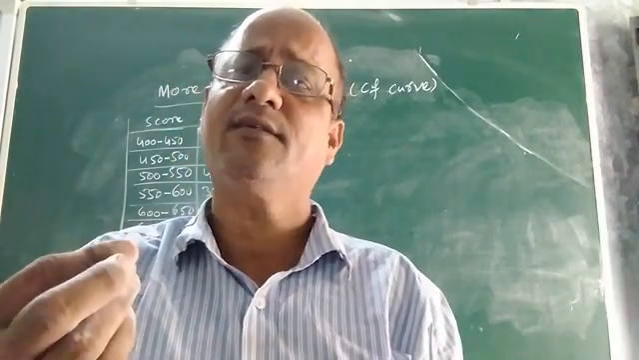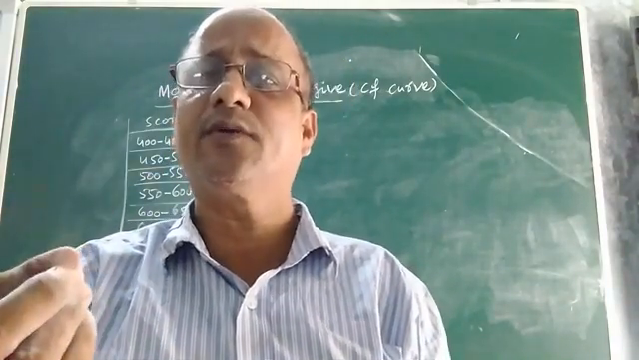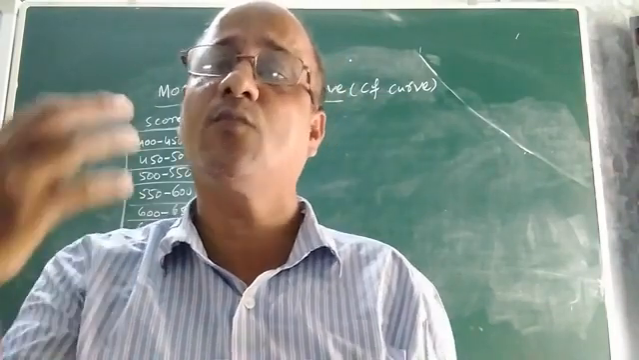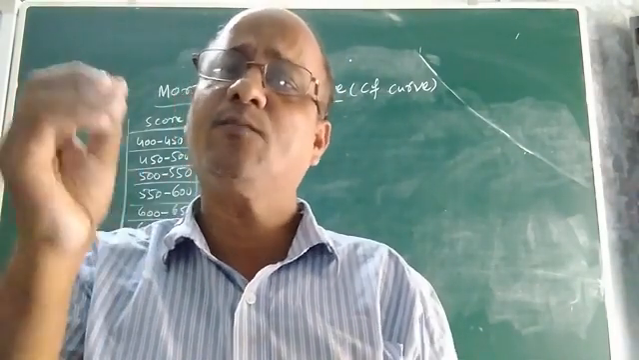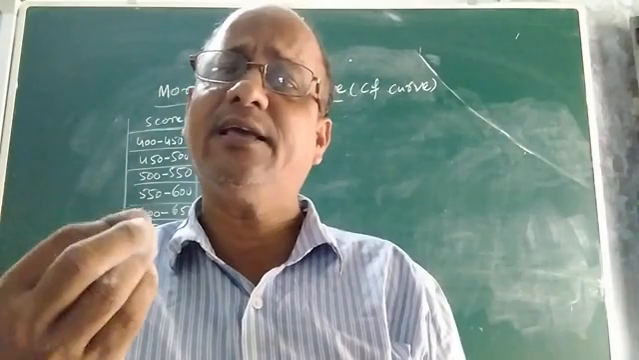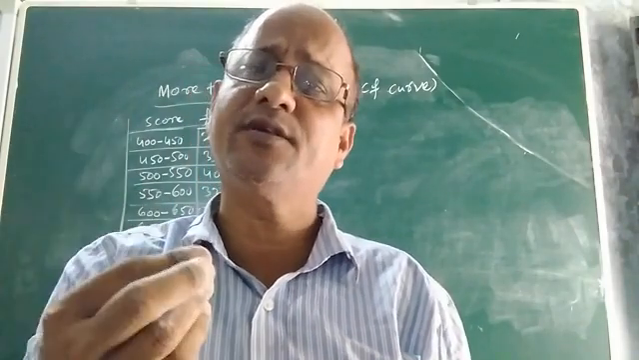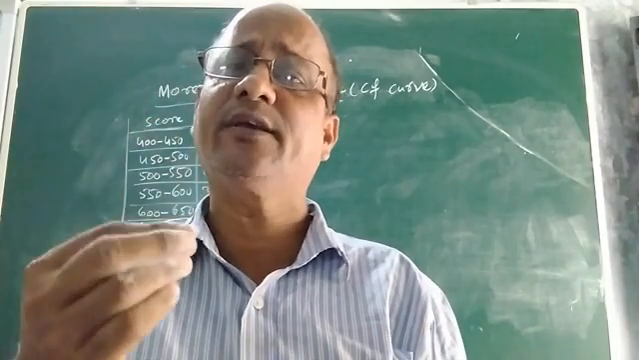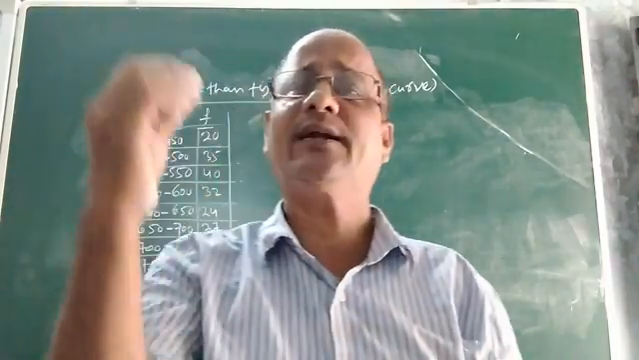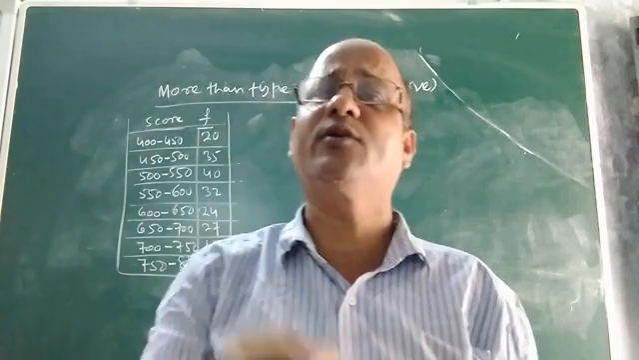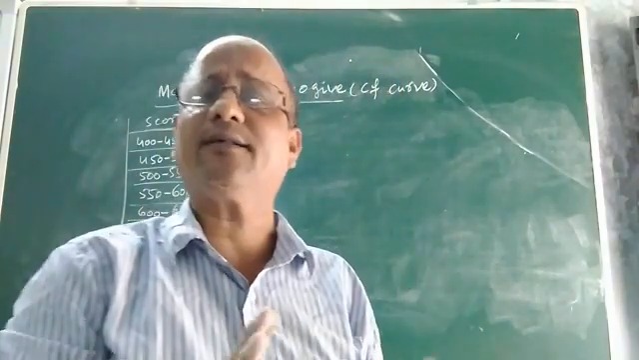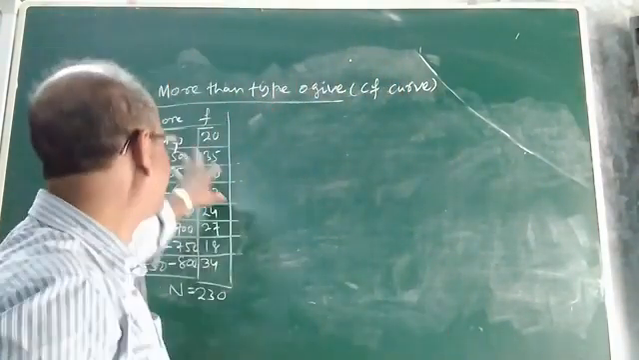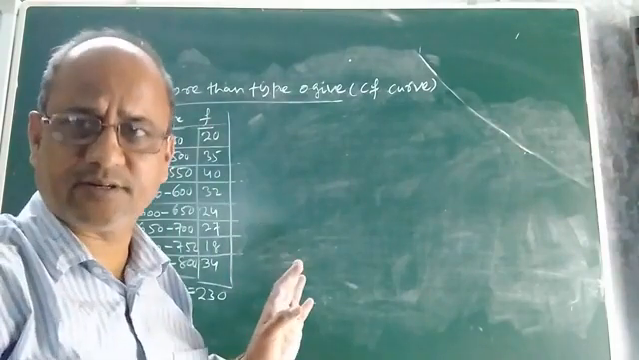Today let us discuss the other type of cumulative frequency curve or ogive, which is the more than type. In the more than type cumulative frequency curve or ogive, what are the steps that we will follow in order to draw it? To understand that, let us consider a continuous frequency distribution.